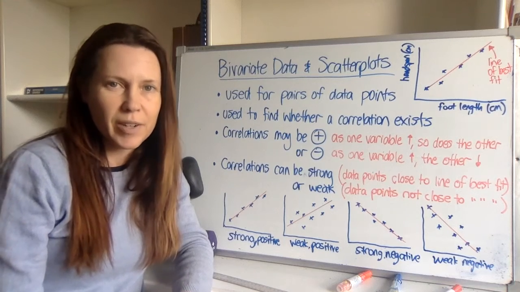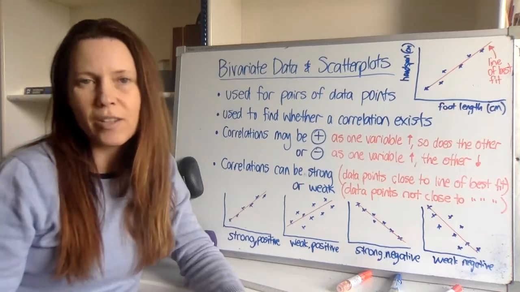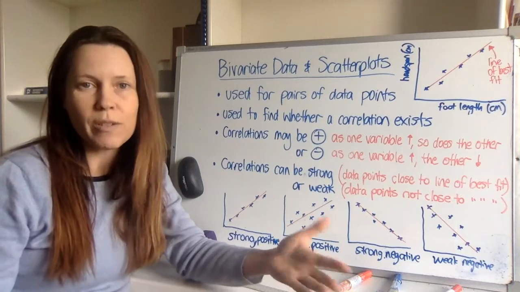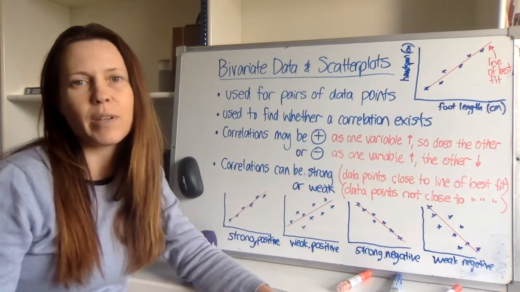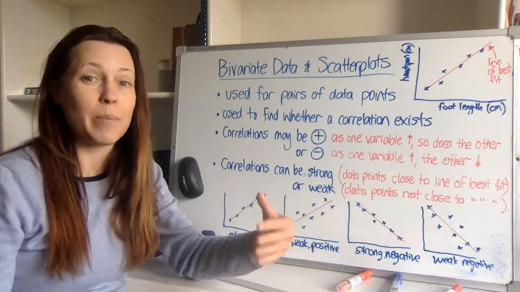Today we're looking at bivariate data and scatterplots. Now, a scatterplot is just a chart that you can use to show two different variables and whether or not they have a relationship between them. So this is used for data points that come in pairs.